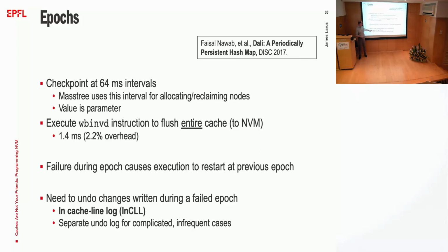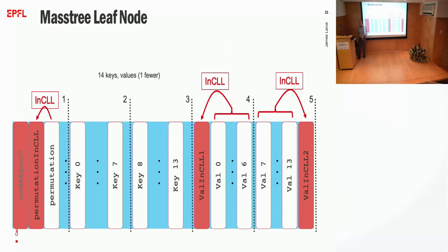And what we do is we use something called an in-cache line log, which is the trick that we talked about earlier of using writes to the same cache line to avoid doing cache flushes. So let me just explain it using Masstree. A Masstree node in the tree, I don't know why it says leaf node, but it shouldn't, is 5 cache lines long.